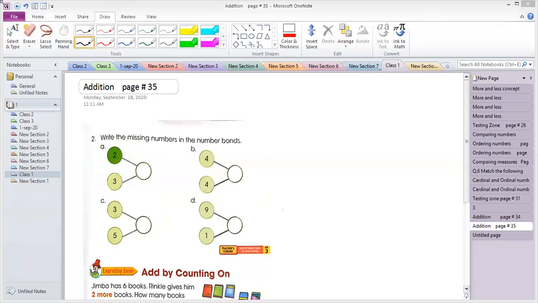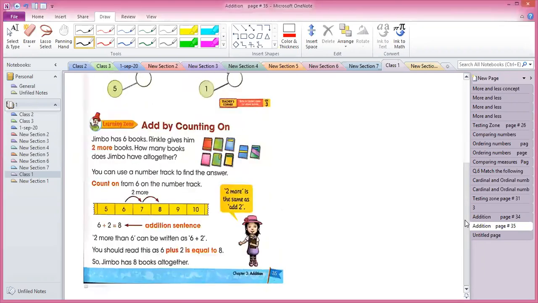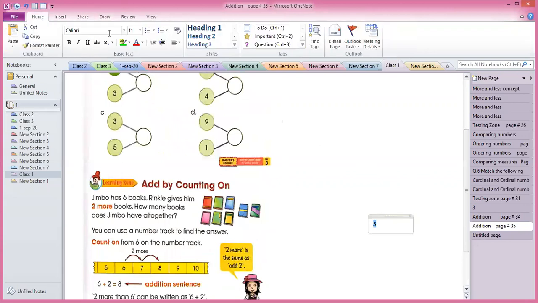Hamza Al Sayyed, can you hear me? Yes, sir. Okay, Hamza, would you like to tell me what should I write here? 5. Why 5? Because 3 plus 2 equals 5. Very good. 3 plus 2 equals 5. So we are going to write here 5.